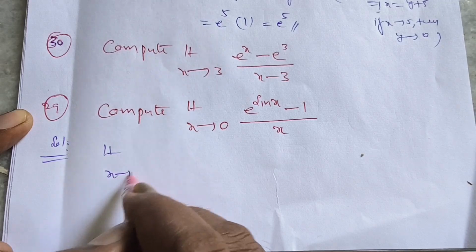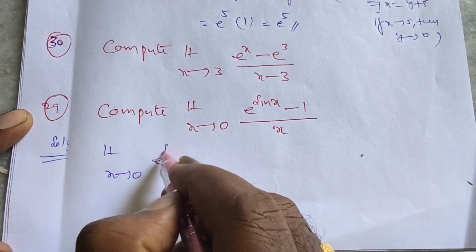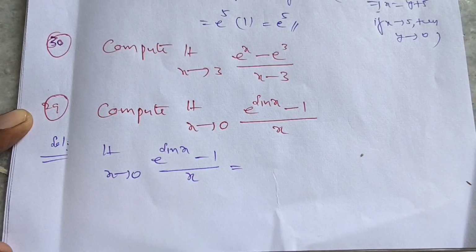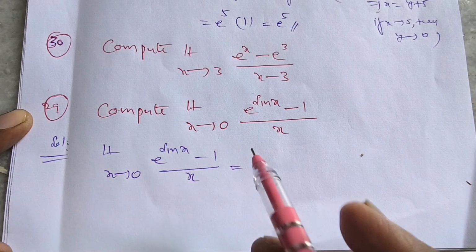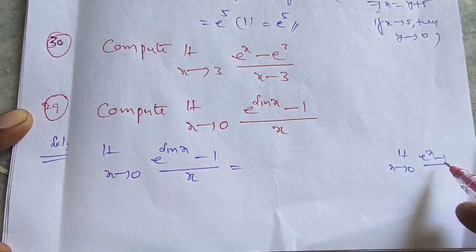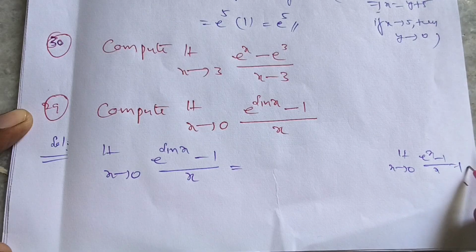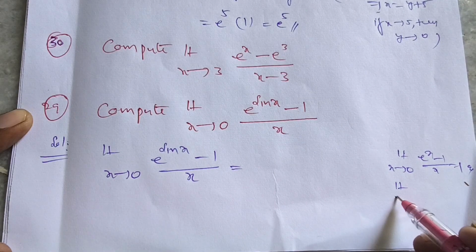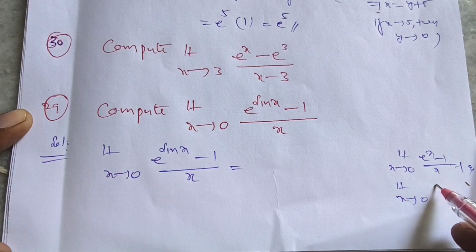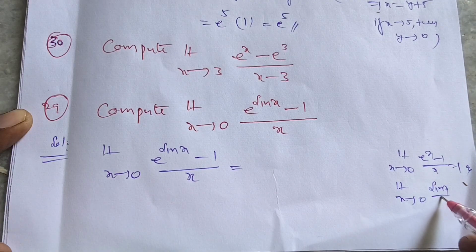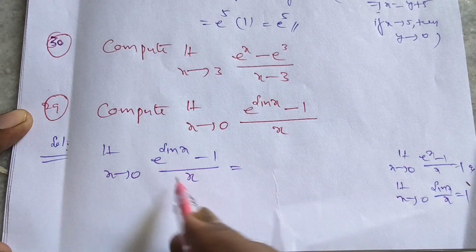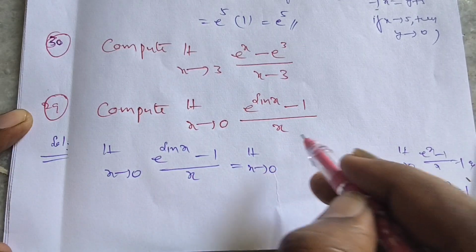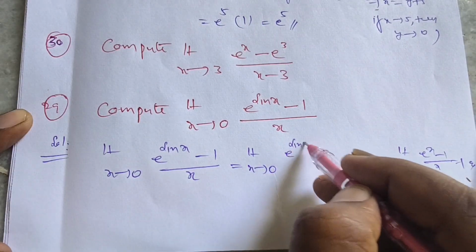Okay. Now compute limit x tends to 0, (e power sin x minus 1) by x. So to solve this limit, by using this identity, limit x tends to 0, (e power x minus 1) by x is equal to 1. And the other standard form, limit x tends to 0, sin x by x is equal to 1.